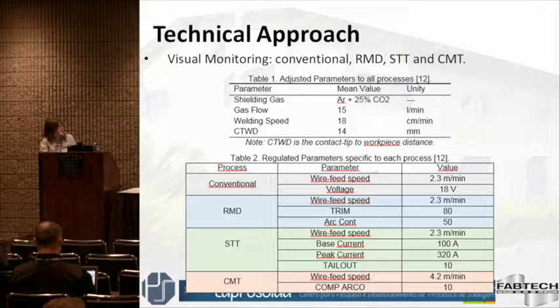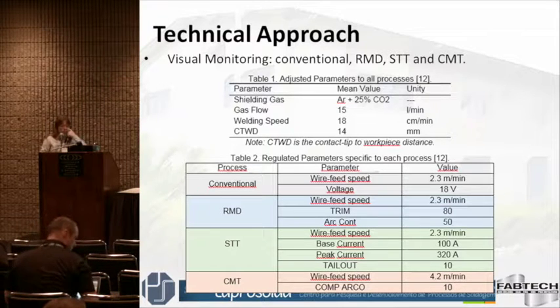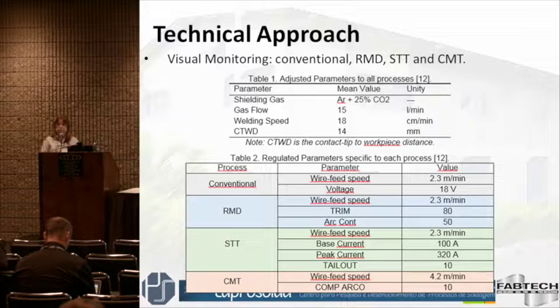These are the parameters that we used. They were developed to have the same deposition height by welding length. Sorry, this was developed by my colleague, and we just used these parameters. This is the shielding gas, the current, and the other specific parameters for each process.